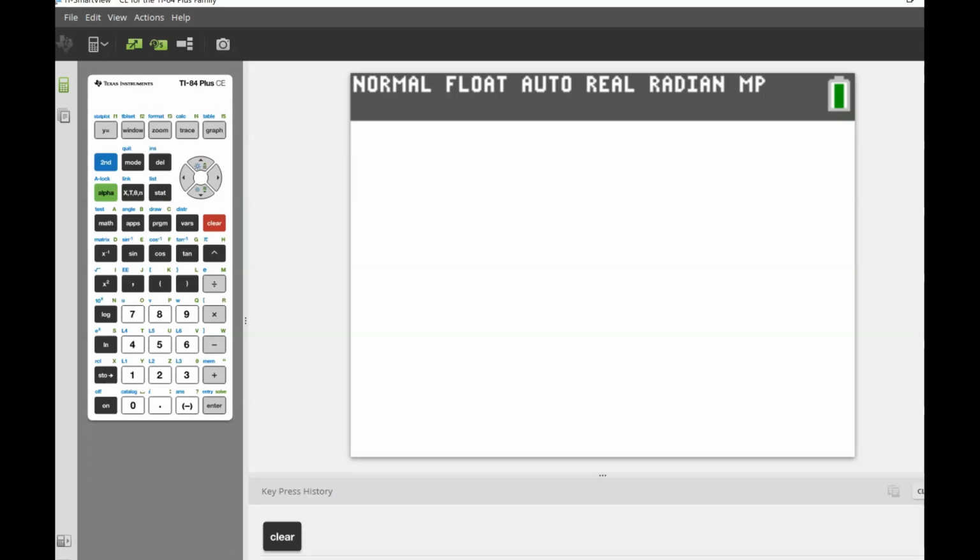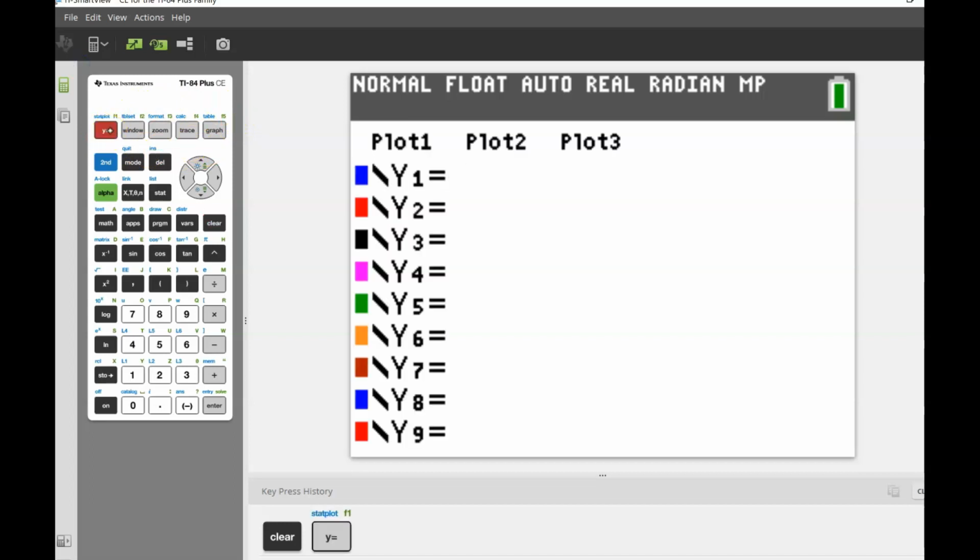So here's my graphing calculator. Up at the top of the calculator are all of the graphing buttons. So I'm going to go to y equals, and it's going to give me a list. I could type in many different equations here if I wanted to. I just want to graph this one.